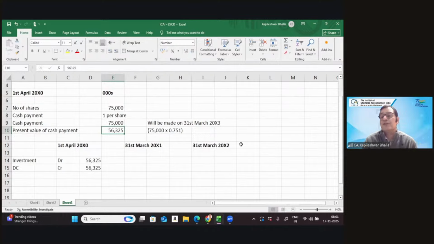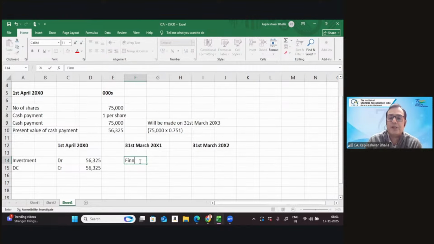Now comes 31st March X1. Can I say on 31st March X1, we need to go for unwinding of discount. And when we go in for unwinding of discount, the entry in this case is going to be finance charge gets a debit, and the deferred consideration gets a credit. I think you've given me the unwinding as well. Super. So the finance charge gets a debit and the DC gets a credit.